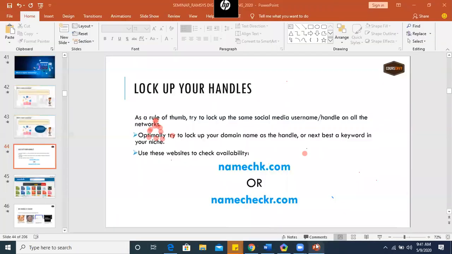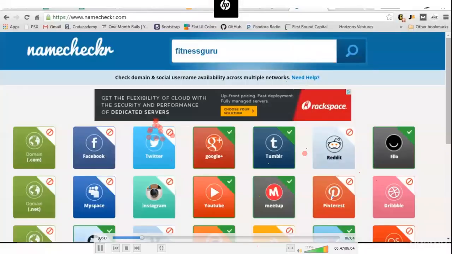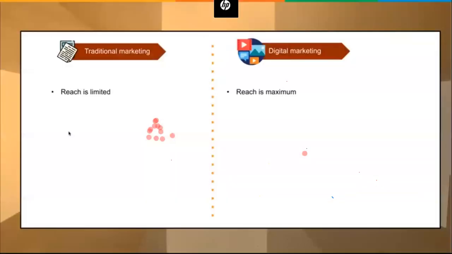The next session is talking about what happens after you have created a website and done the lock of your name and all of that. You now have to look at the benefit of digital marketing.